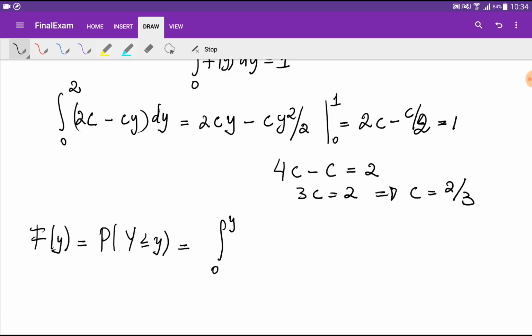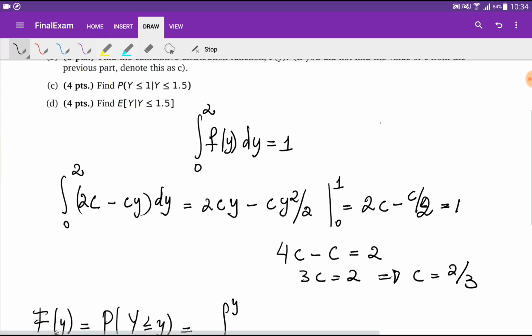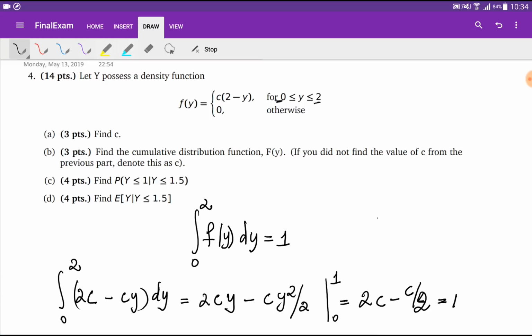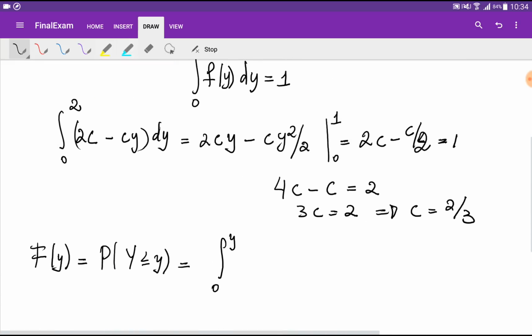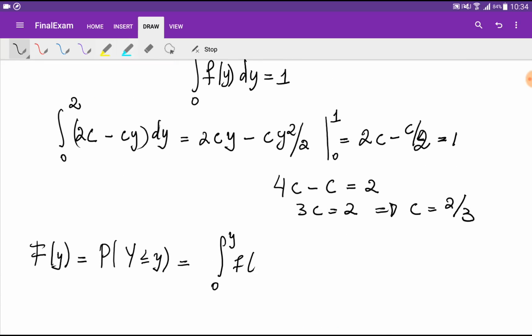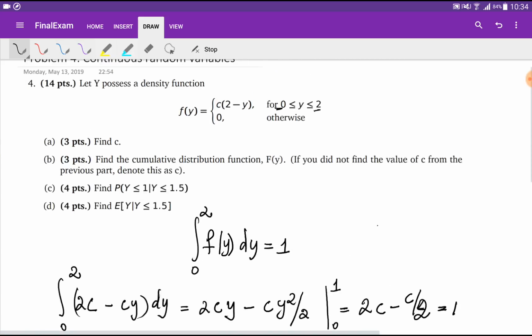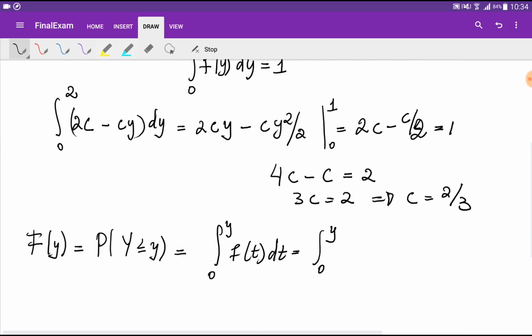density function. I'm going to denote this with a different letter, so let me write it as f of t. So in this case it's going to be f of t dt. I just need to substitute the f of t here. It's going to be integration from 0 to y of t over 3 multiplied by (2t minus t squared) dt.